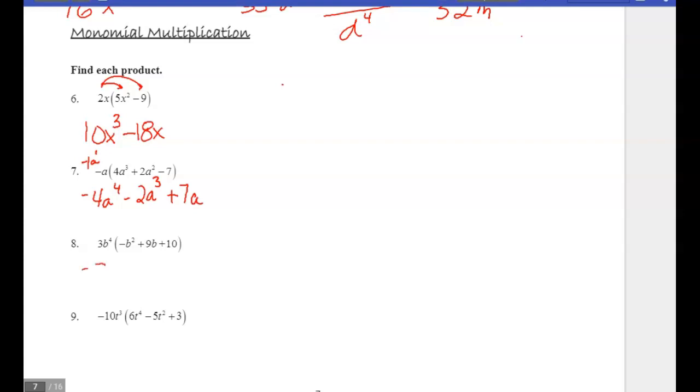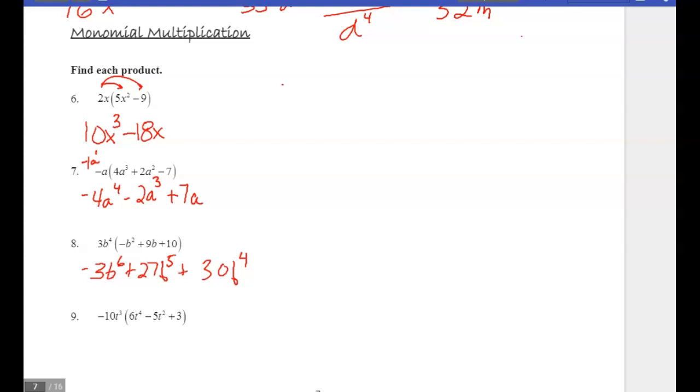Okay, down here, 3 times negative 1 is -3, and my b's combine, 4 times 2. We add them up and get b to the 6. 9 times 3 is 27, b to the 5th, and then 10 times 3 is 30, b to the 4th. And notice again, we go highest exponent to lowest exponent. That's standard form.